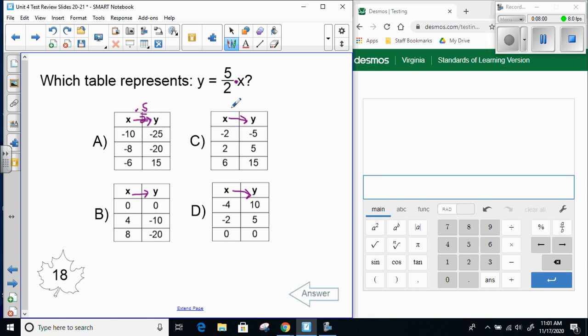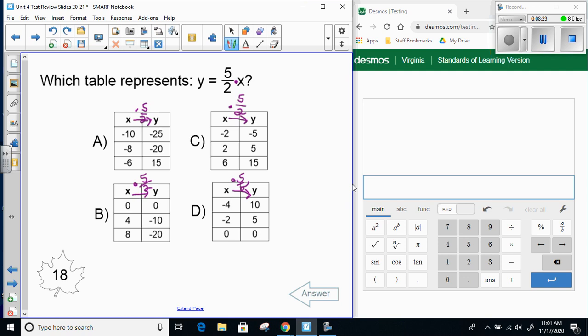Now we have to be careful because something they'll do is give us a table where the rule works sometimes. It'll work for like the first row or the last row, but it won't work every time. So it's really important that if we think a table is correct, we can't just circle it after we check one row. If we think something is correct, we have to check every single row to make sure that it works.